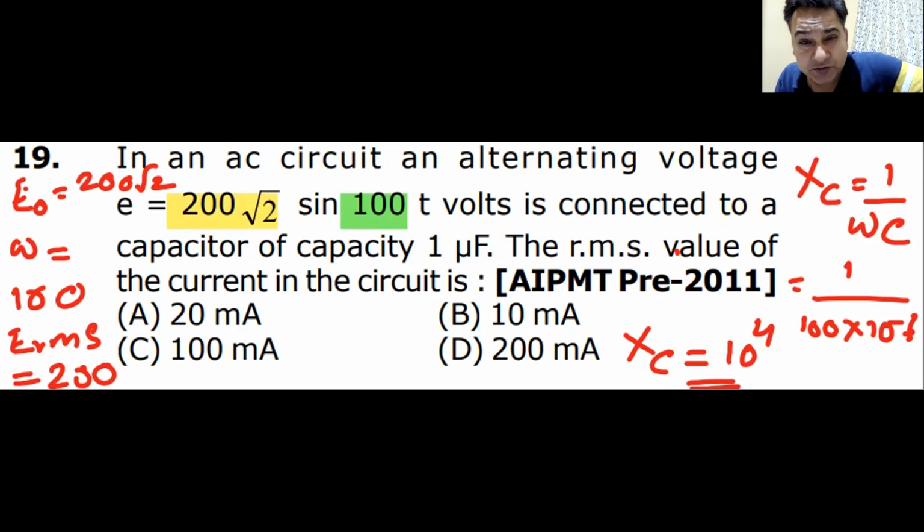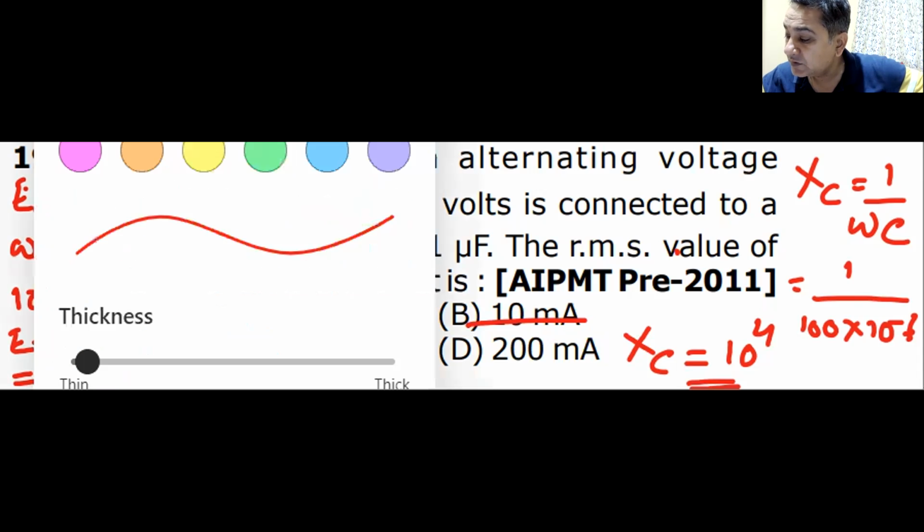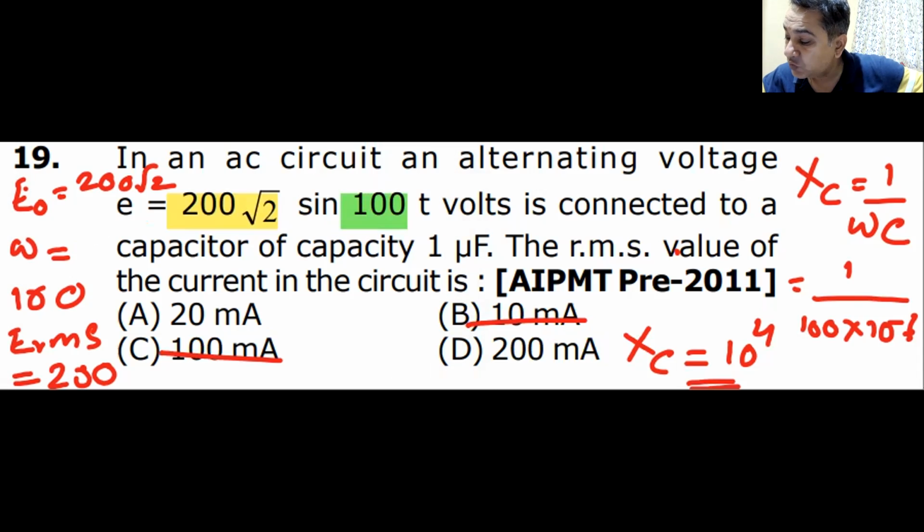200 divided by 10 raised to the power 4. Look at the units and tell me the answer. This definitely cannot be the answer. You just have to choose between 20 milliamps and 200 milliamps. Milli is 10 raised to the power minus 3. If you apply some brain, you will get that the answer is the blue one, and the answer is A, which is 20 milliamps.